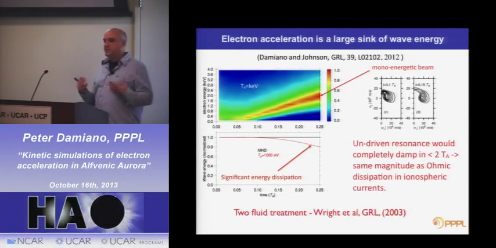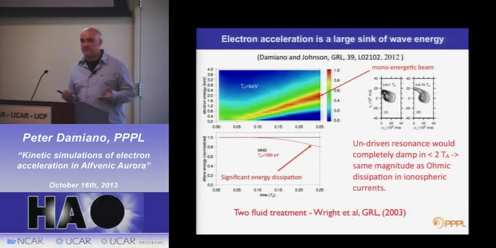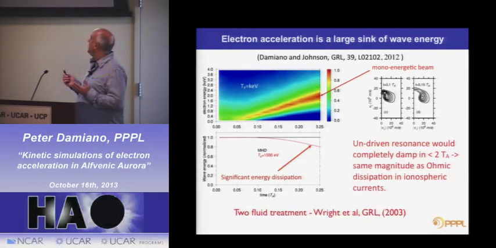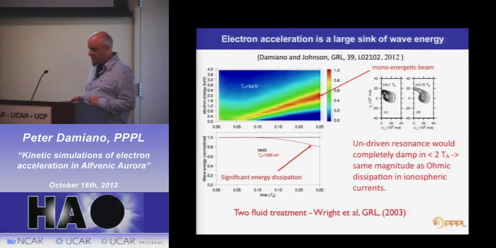And the traditional dissipation mechanisms for these global scale waves would be ohmic heating in the ionospheric Pedersen currents. Now, traditionally, dissipation associated with these currents is on the order of 2 to 10 wave cycles. So you can see that the electron energization is actually similar magnitude of dissipation that you would associate with the ohmic heating in the ionospheric dissipation.